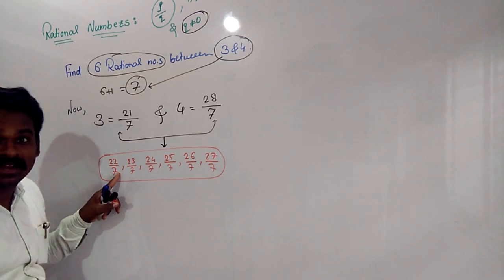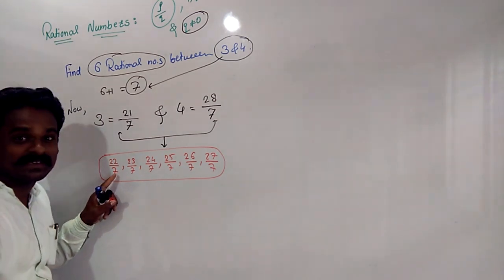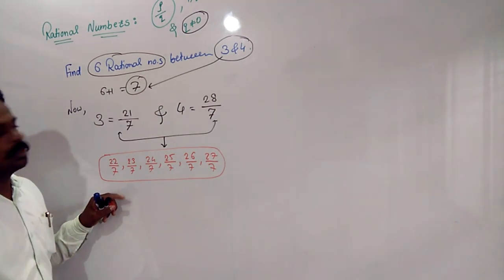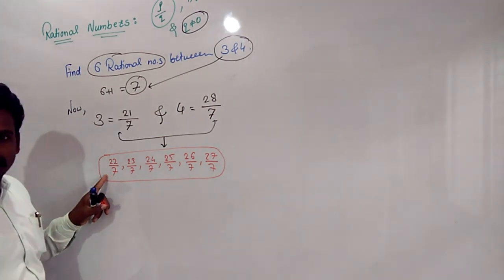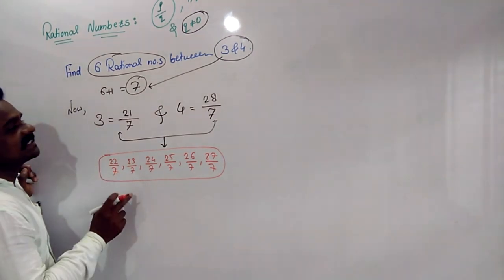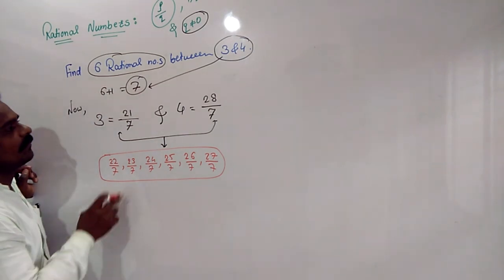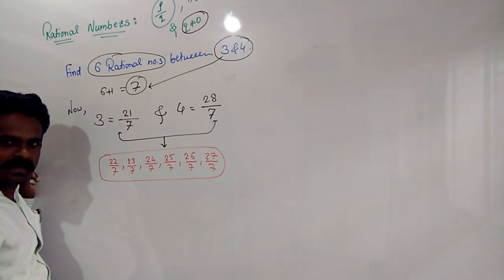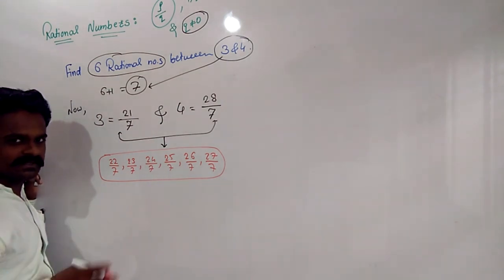The numbers which can be expressed in the form of P by Q are called rational numbers. So these can be expressed as P by Q. That's why these are 6 rational numbers which are lying in between 3 and 4. It's very easy.